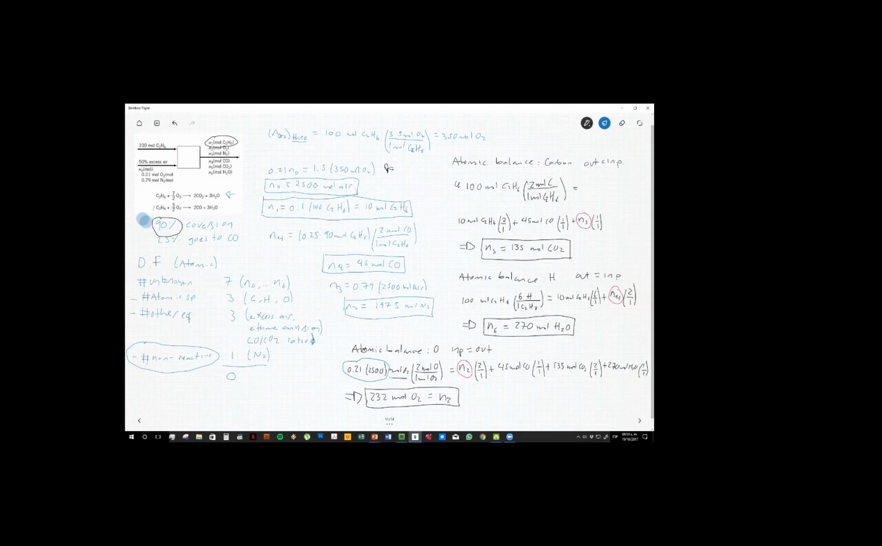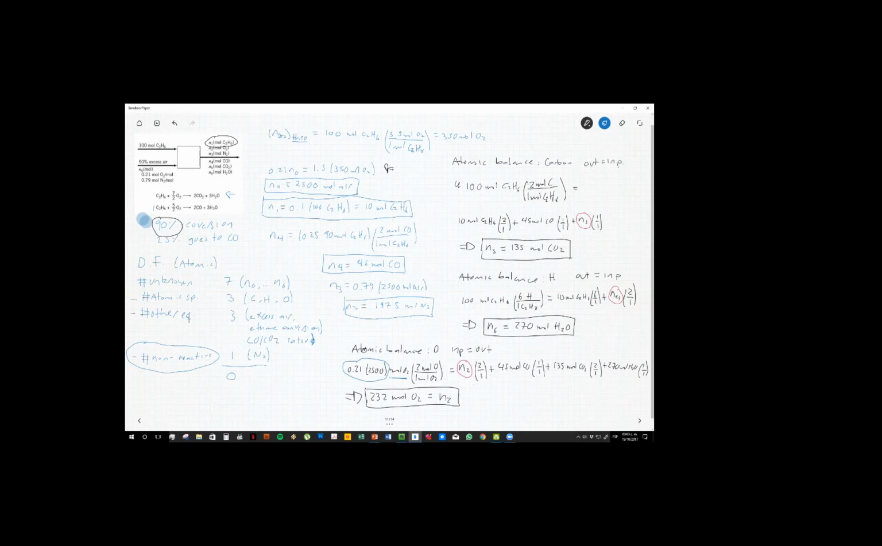Other question, teacher. Yes. Does it matter in the atomic balances whether we put output equals input or input equals output? It doesn't matter. It's the same thing. It doesn't matter in the order that you put it, as long as you have all that was the input or the inlet on one side and the outlet on the other side. You're going to find the same equation, right? Okay, so any other questions for this problem, guys?